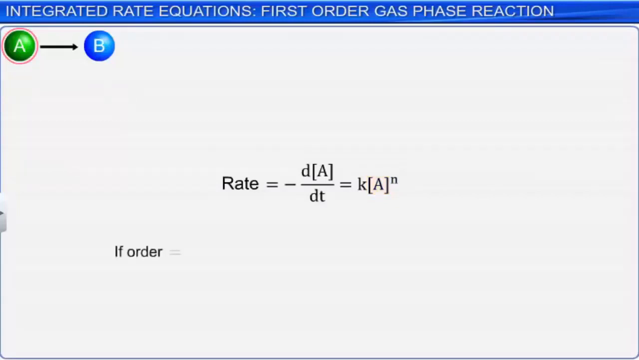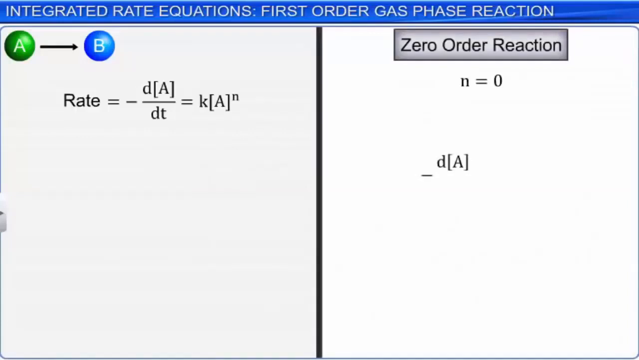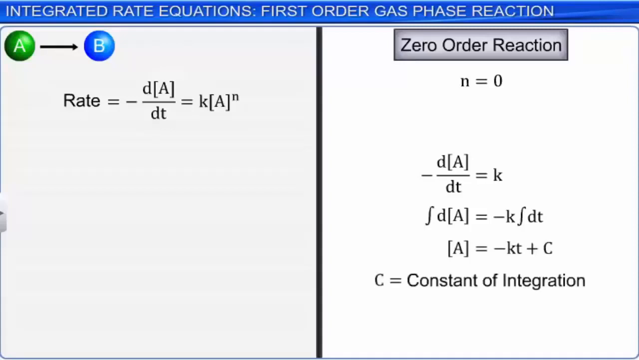If the order of the reaction is 0, that is, if the rate of reaction doesn't depend on the concentration of the reactant, then n is equal to 0. Substituting n by 0 in the differential rate equation, we get minus dA by dt is equal to K, or dA is equal to minus K into dt. On integrating both the sides, we get concentration of A is equal to minus Kt plus C, where C is the constant of integration. Let this be equation 1.